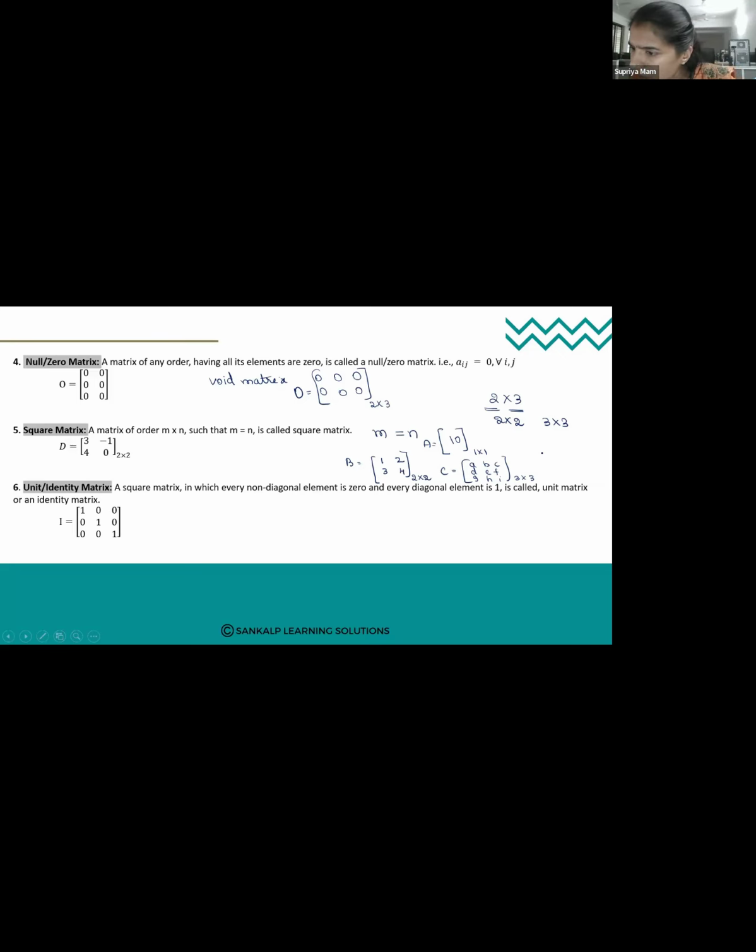For square matrix, yes, Yogita. See here, 1 by 1 is a square matrix. Matrix consisting of 2 rows, 2 columns is also a square matrix. Matrix consisting of 3 rows and 3 columns is also a square matrix. No restriction. Number of rows and number of columns should be equal. It can be 1, 2, 3, 4, anything. But the thing is, number of rows should be equal to number of columns.